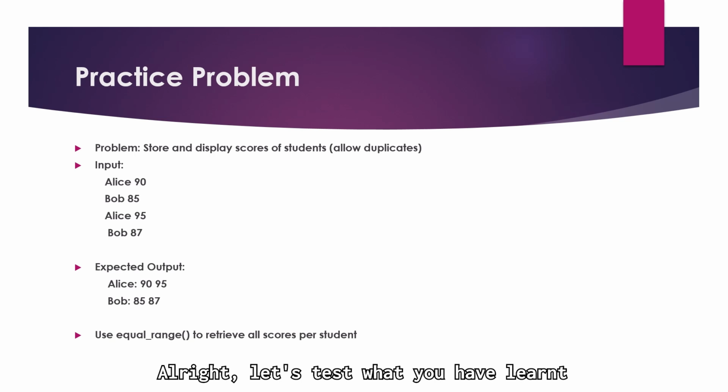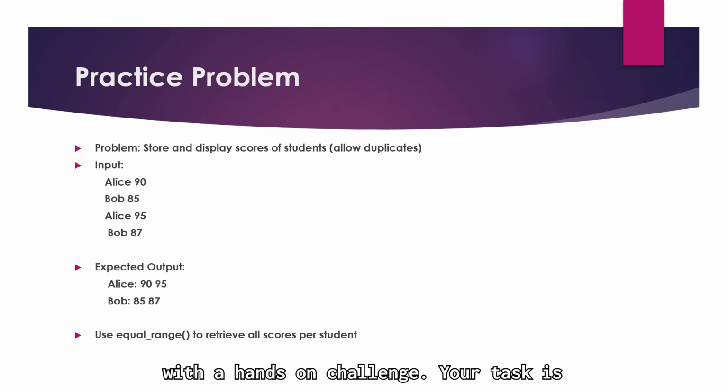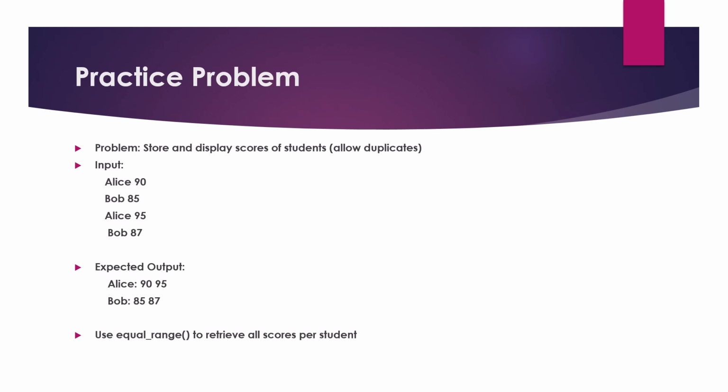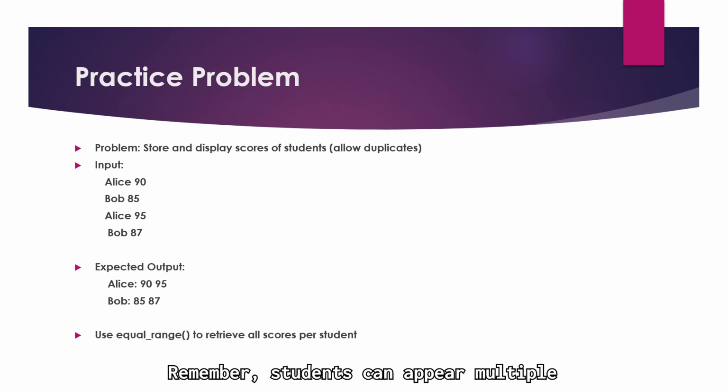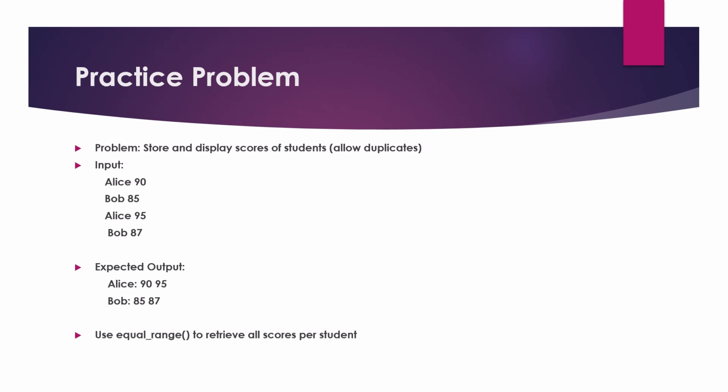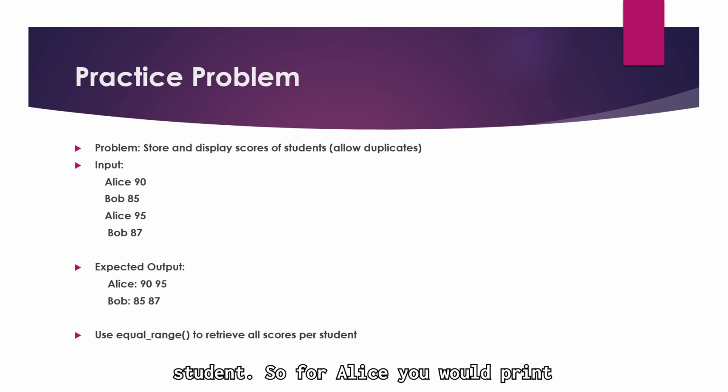Alright, let's test what you have learned with a hands-on challenge. Your task is to write a program that stores and displays the scores of students. Remember, students can appear multiple times, so duplicate keys are expected. The input might look like this: Alice 90, Bob 85, Alice 95, and Bob 87. The output should group scores by student. So for Alice, you would print 90 and 95. Use equal_range to retrieve all the values for each student. This is a perfect real-world use case where multimap shines, grouping data efficiently and keeping it sorted.